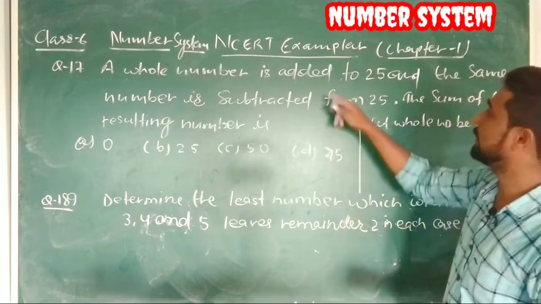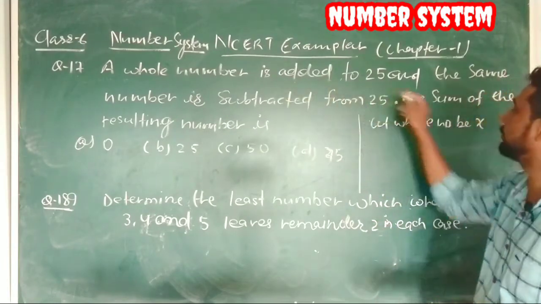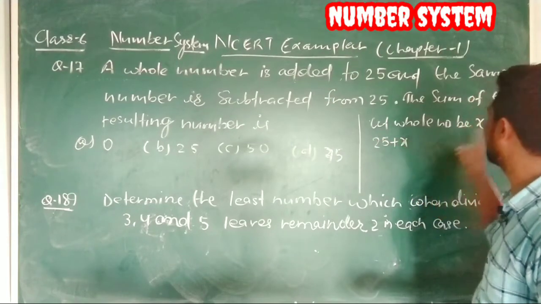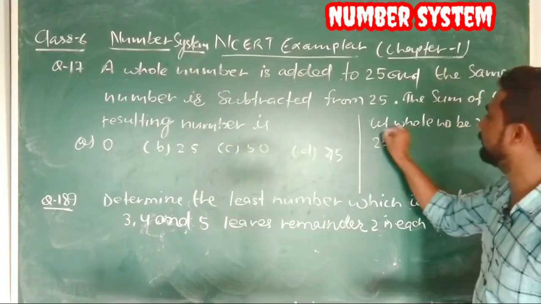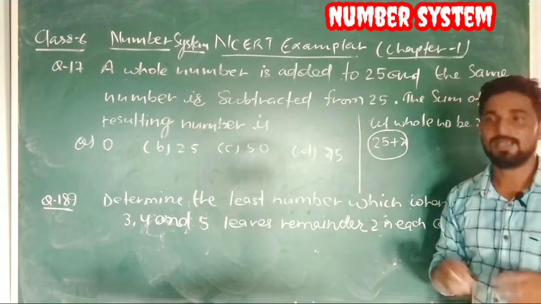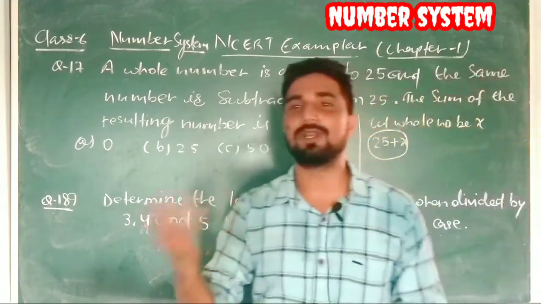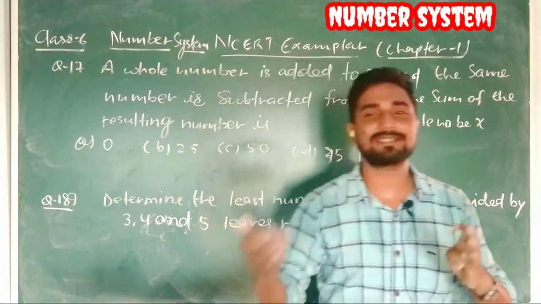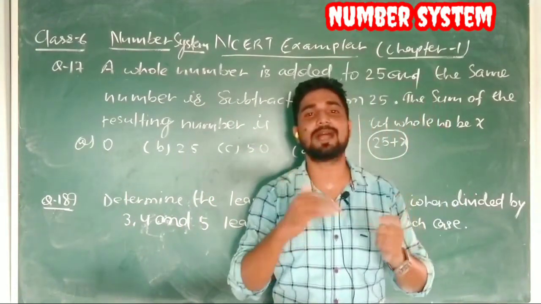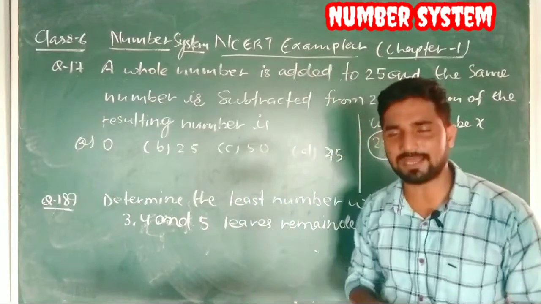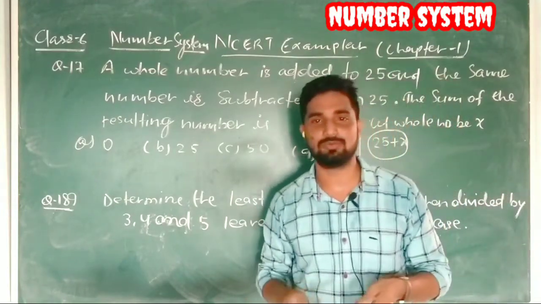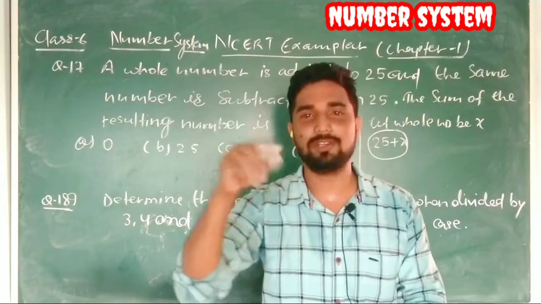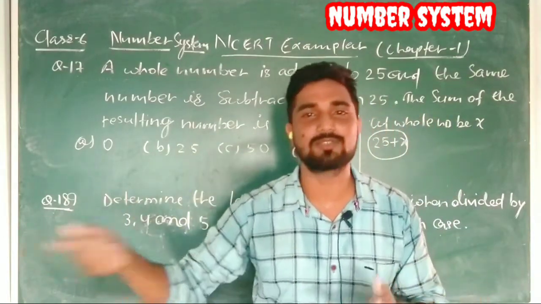And now what is written, you see, a whole number is added to 25. So if you add 25 and a whole number, that is x, what answer will come? 25 plus x. Because if you add 2 to 25, what will be the answer? 25 plus 2, that is 27. So if you add x to 25, then it will be 25 plus x. Sir, why can't we write 25x? No, because it is not a multiplication, 25 into x, which you would write as 25x.